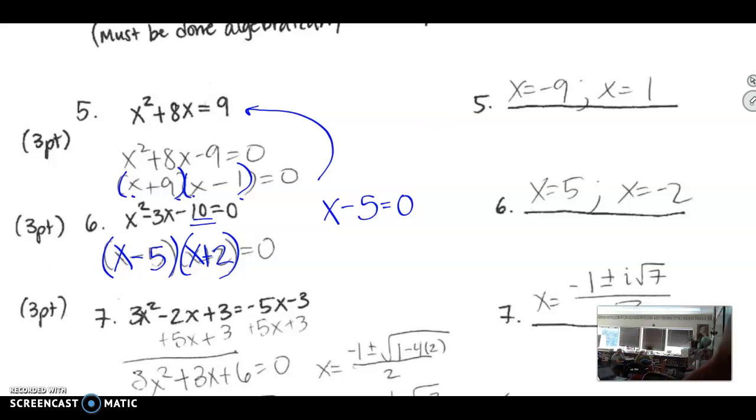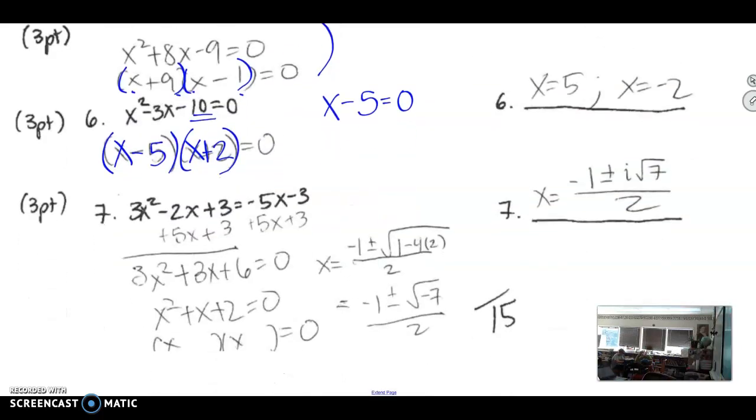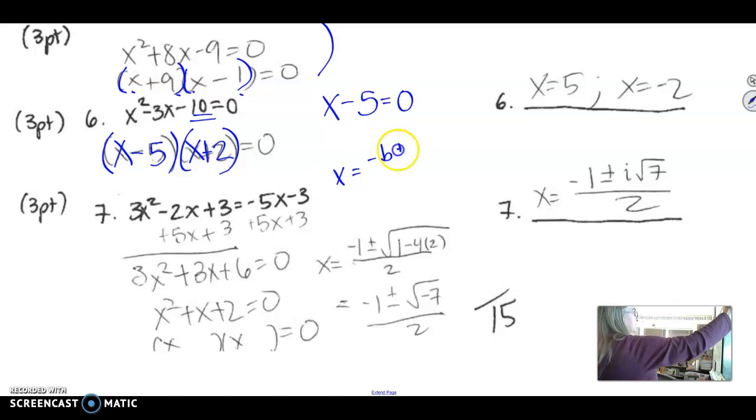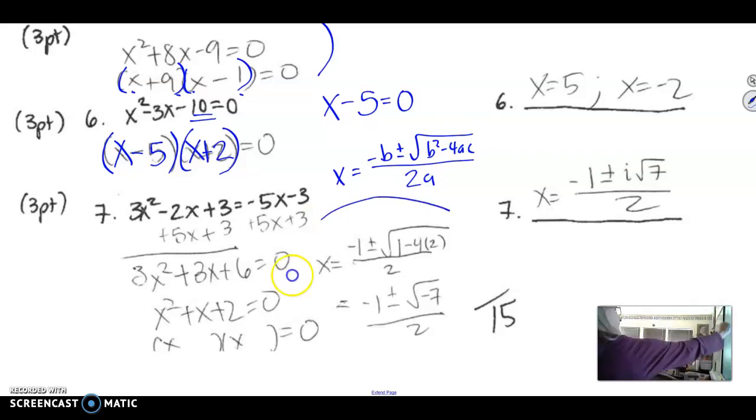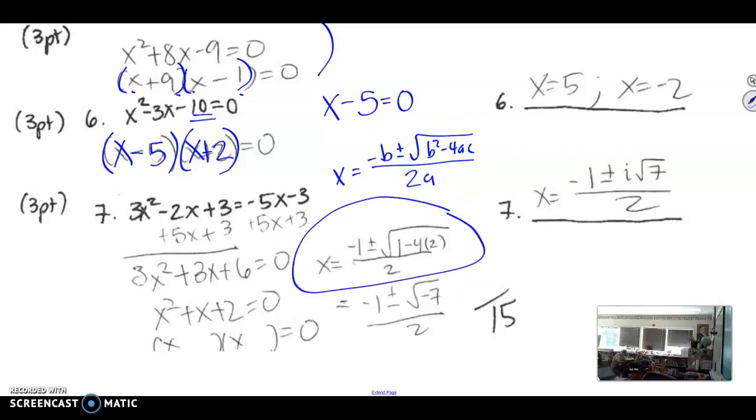The next one, you want to get everything on one side, and then I use the quadratic formula. Are you guys okay with the quadratic formula? That's the really long one. It looks like this: negative b plus or minus the square root of b squared minus 4ac, all divided by 2a. You have to be really careful with how you do your order of operations and all of that stuff.